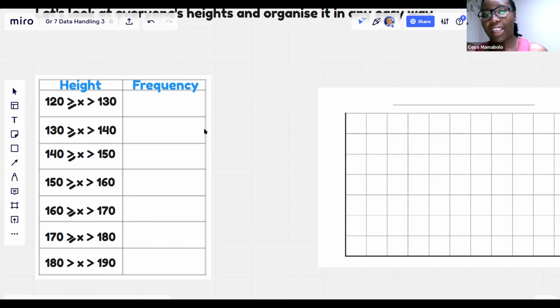So in a histogram, we're going to see how many of them fall under each category, and then we're going to count them in each category. I'll show you how we're going to do that in just a bit.